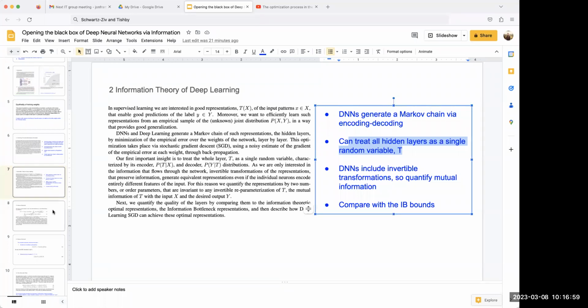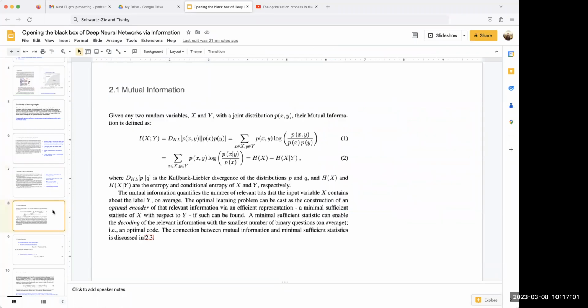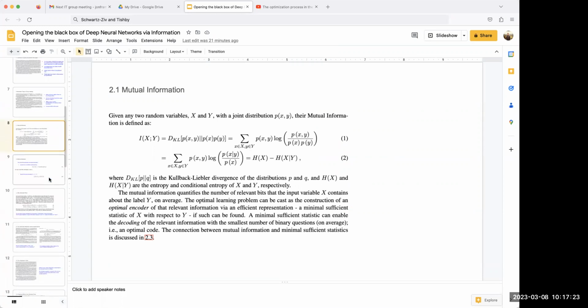So this is just some background on mutual information in deep learning itself. Here they're defining the mutual information between two sets with the KL divergence, and then with entropy itself. So this is the metric that they're using to generate their results.